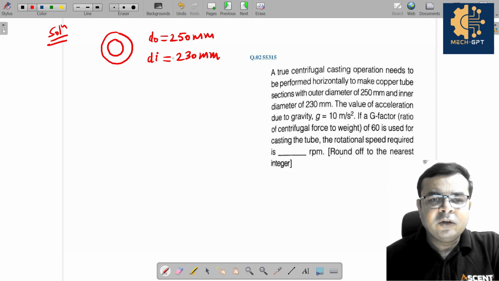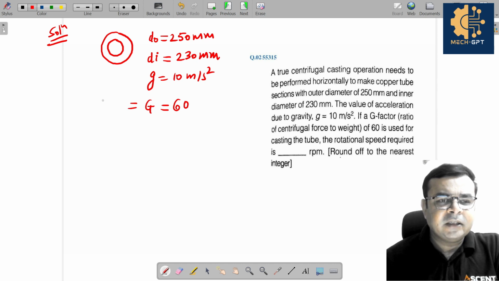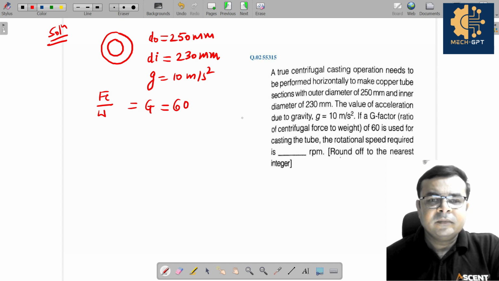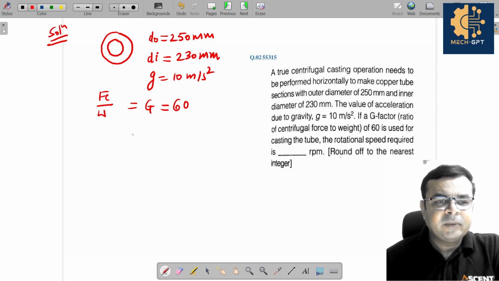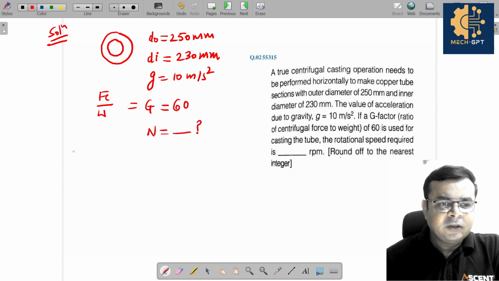Correct? The value of acceleration due to gravity, g, is also given here, that is 10 meter per second square. If the G factor, that is the ratio of centrifugal force to weight of the casting, is equal to 60, the rotational speed. So here we need to find the rotational speed in RPM.